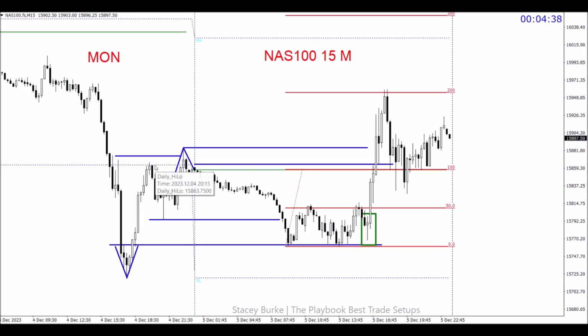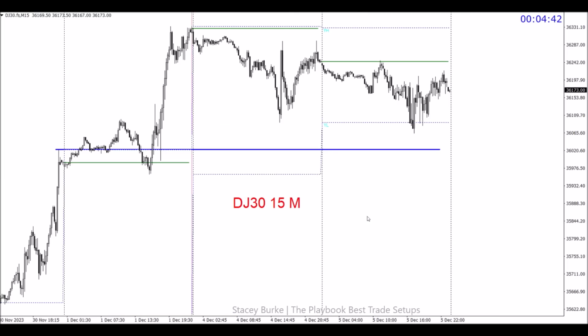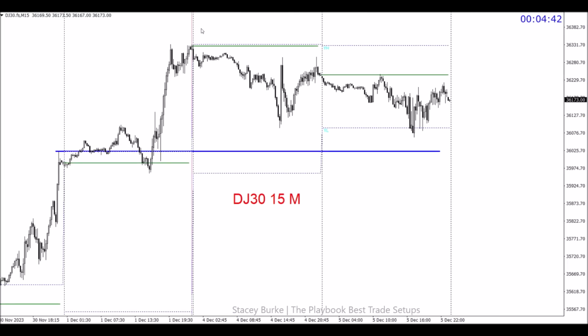So master the high and the low of the day. Understand when you have a market that has broken out or when you are inside of a range. But this is a fantastic template. If we look at the DJ30, you'll notice we are inside of a high and a low from Friday's closing range. So I re-emphasize the importance.